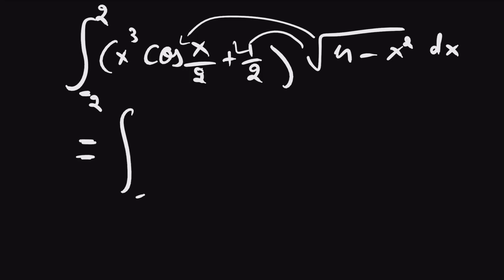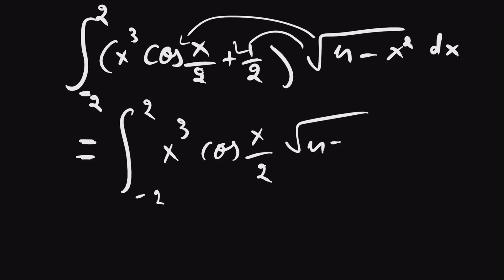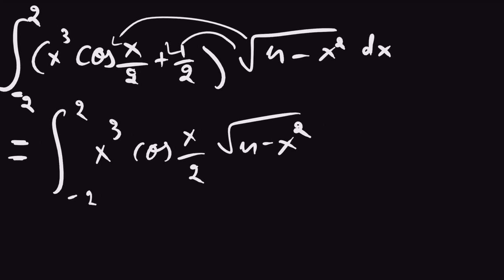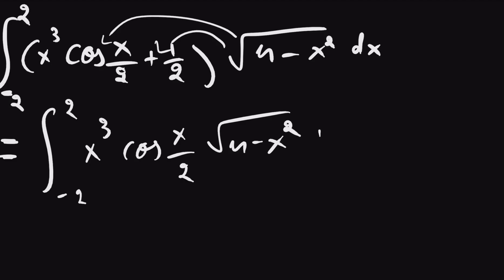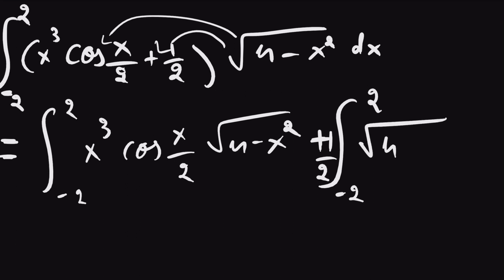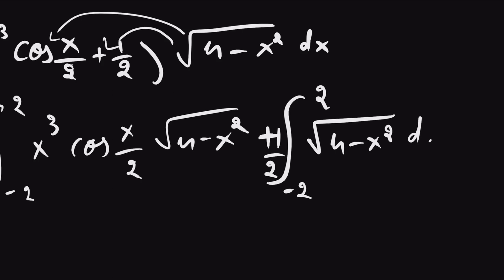So we have the integral from -2 to 2 of x cubed cosine of x over 2 times the square root of 4 minus x squared. And then to that, because of the symmetry, we're allowed to do another integral from -2 to 2 of 1/2, and since 1/2 is a constant, I'm actually just going to put it here, plus 1/2 times the square root of 4 minus x squared. We can do that because of the symmetry, dx.